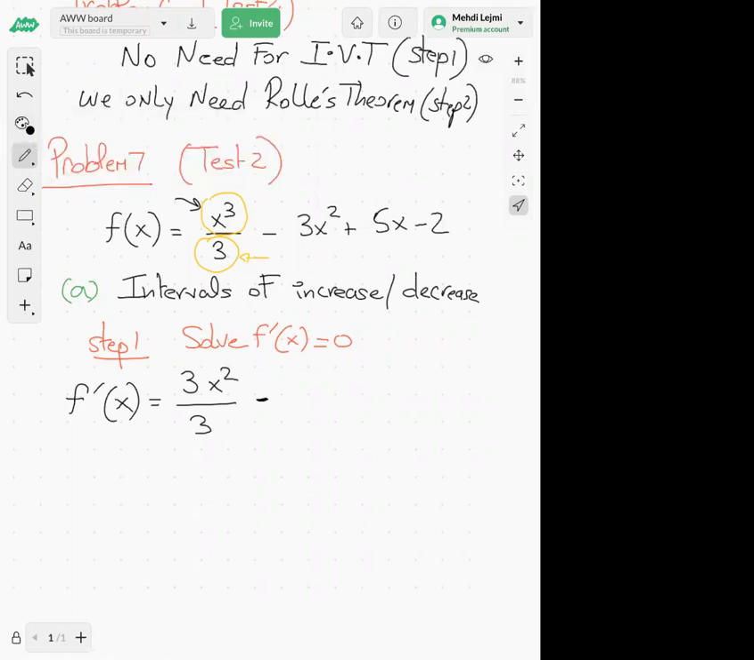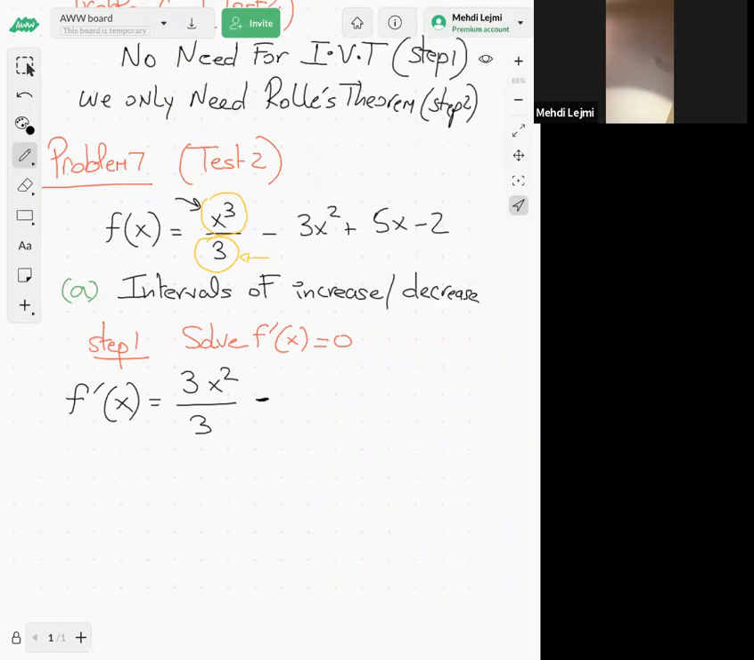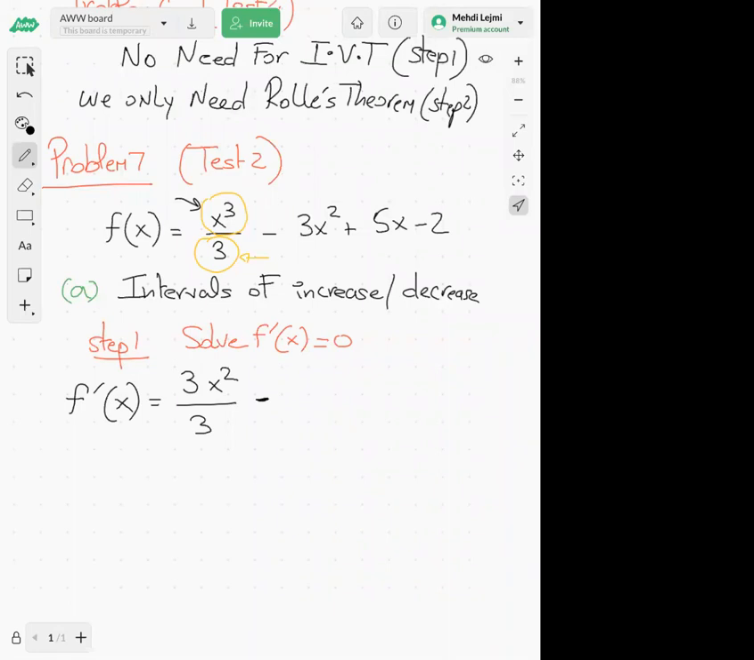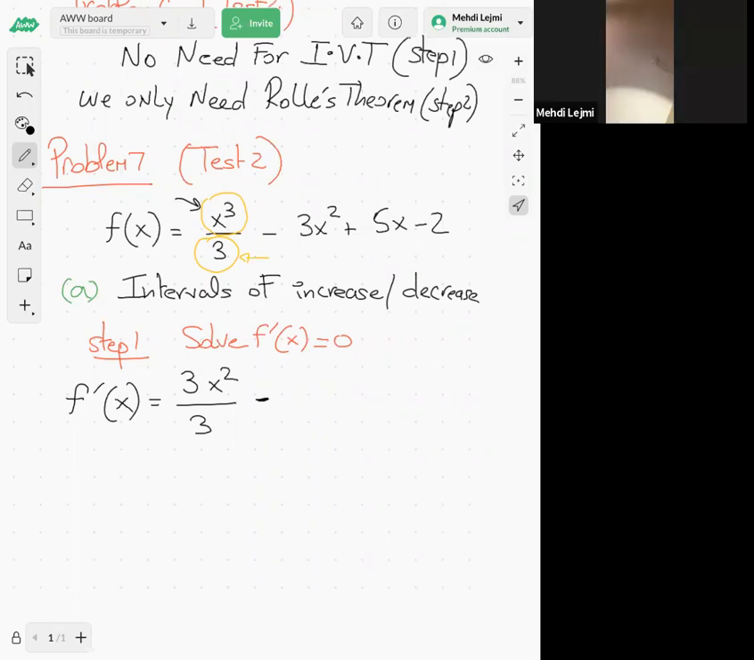Professor, couldn't you also split it up to 1/3 x cubed, or no? Yeah, you could. Sure. You can do that too. So you're saying you can write x cubed over 3 as like 1/3 times x cubed. That's a good point. So it's the same thing, of course, right? So you keep the 1/3, that's your constant, and you derive the x cubed. Absolutely.